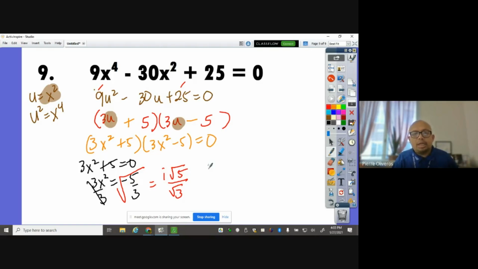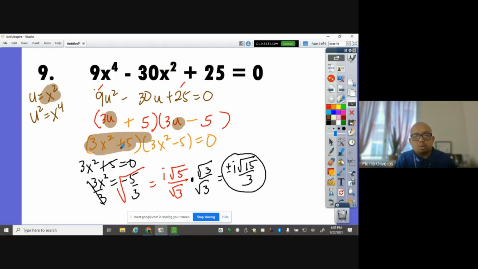Remember, guys, that we cannot have a square root in the denominator, so we have to rationalize it. That will give us i square root of 15 over 3. This is plus and that's minus. That's the first set from the first quantity.